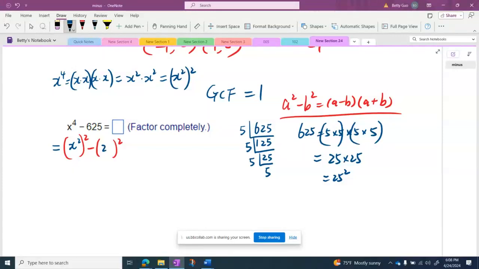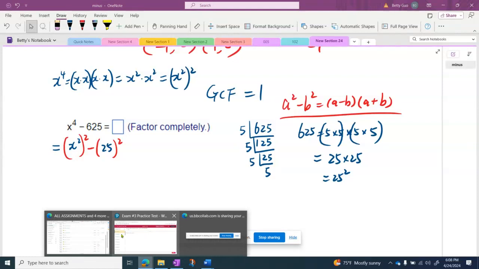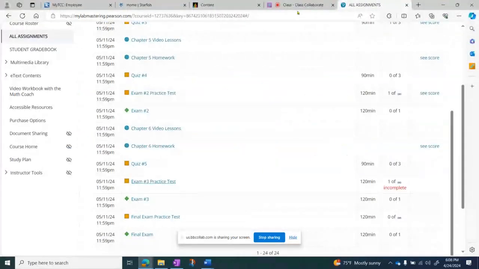So as you can see now, the binomial is a perfect square. The binomial is a difference of two squares. Difference of two squares.